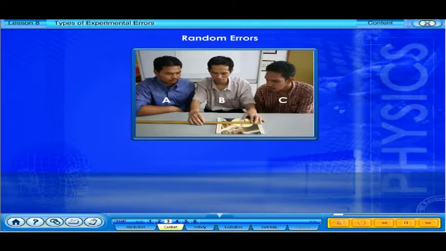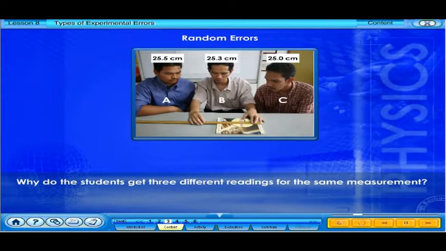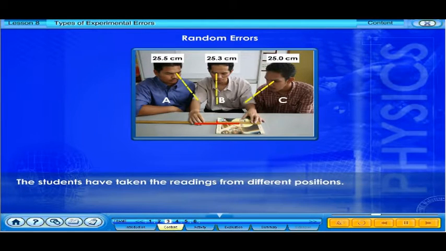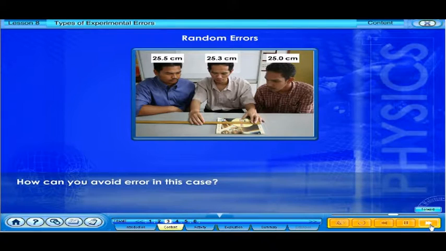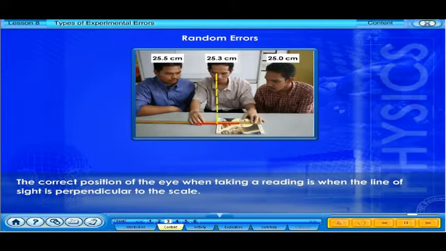What can you see from the results obtained by the students? Why do the students get 3 different readings for the same measurement? The students have taken the readings from different positions. How can you avoid error in this case? The correct position of the eye when taking a reading is when the line of sight is perpendicular to the scale.